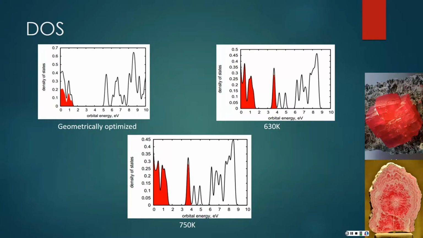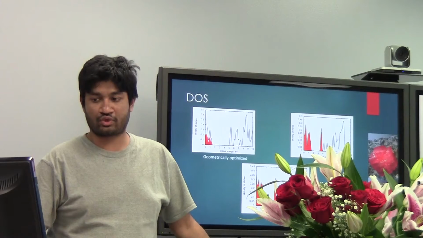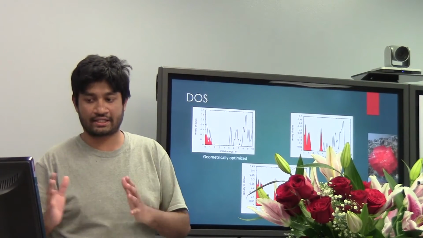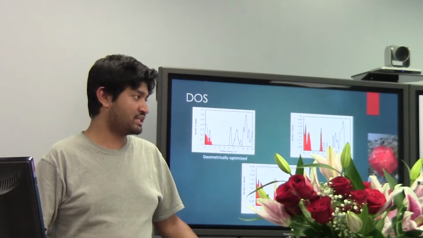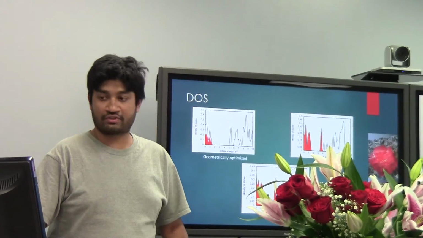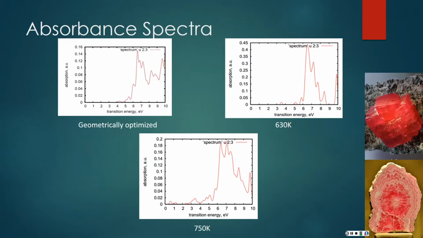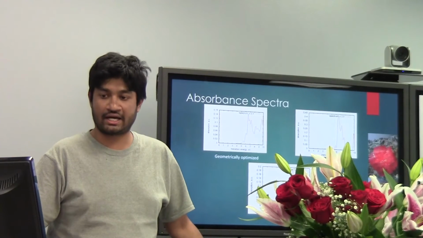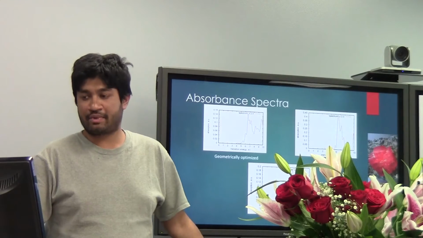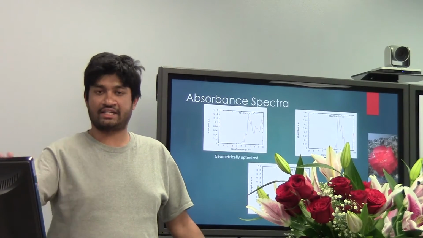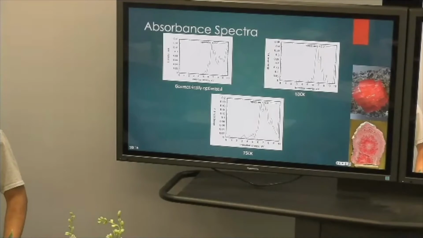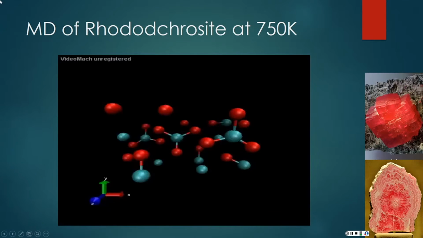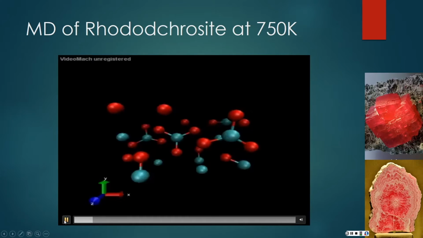If we look at the density of states DOS diagram, we can also find that the HOMO-LUMO energy gap is also increased with the increment of the temperature. And if we look at the absorbance spectra, we can find that the orbitals are separated into two regions here, and the d-d transition is less intense or almost vanishing here. So that's the MD of rhodochrosite at 750 Kelvin.